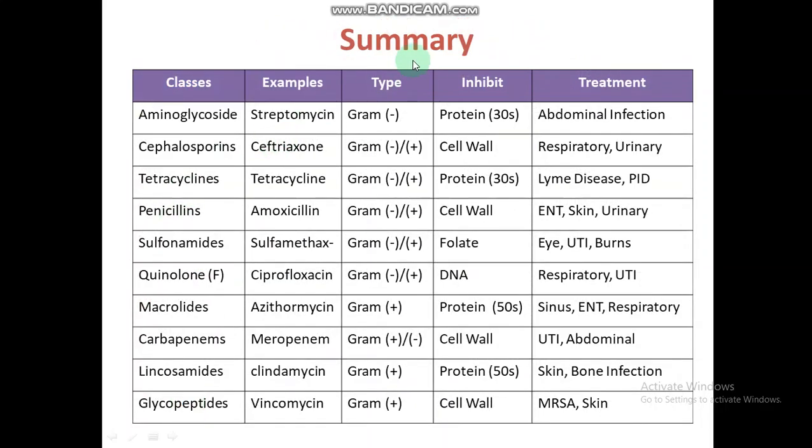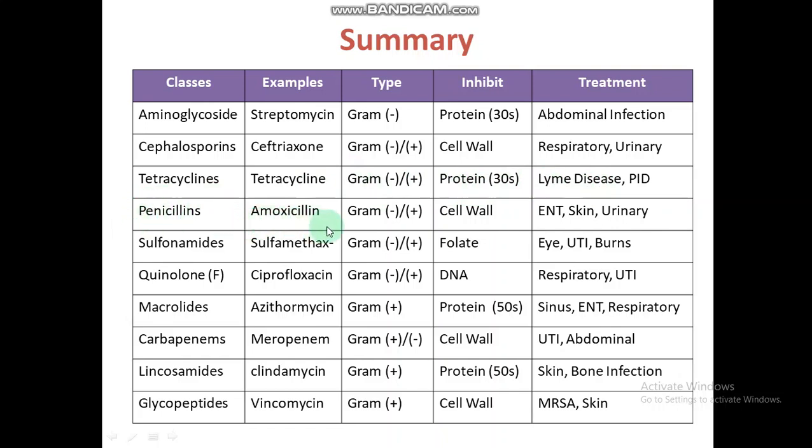Summary of the antibiotics. These are the classes of antibiotics and examples of these classes. Aminoglycosides: the example is streptomycin, and they act on gram-negative bacteria, inhibit protein synthesis, and are used for treatment of abdominal infection. Cephalosporins: the example is ceftriaxone. They act on both types of bacteria, inhibit cell wall synthesis, and are used for respiratory and urinary tract infection. Tetracyclines: the example is tetracycline. They act on both types of bacteria, inhibit protein synthesis, and are used for Lyme disease and PID.